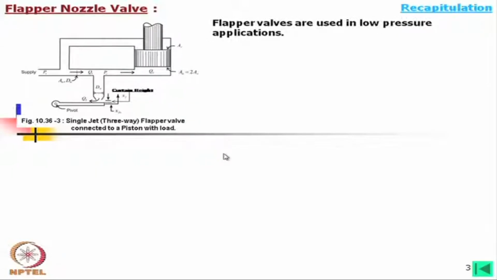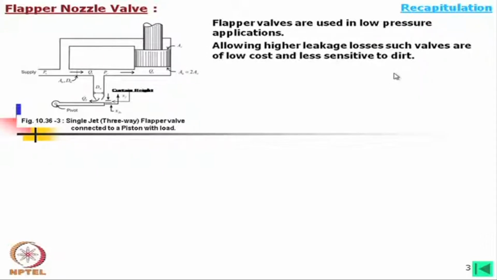Flapper valves are usually used in low pressure applications, where the pressure is relatively low. It allows higher leakage losses, and such valves are of low cost and less sensitive to dirt. What is it? The most crucial problem in hydraulics is the dirt particles.